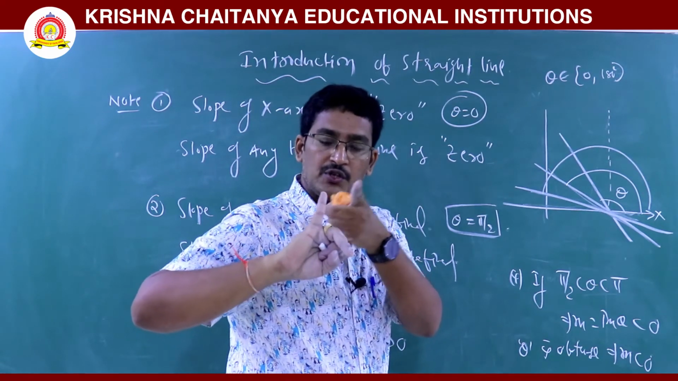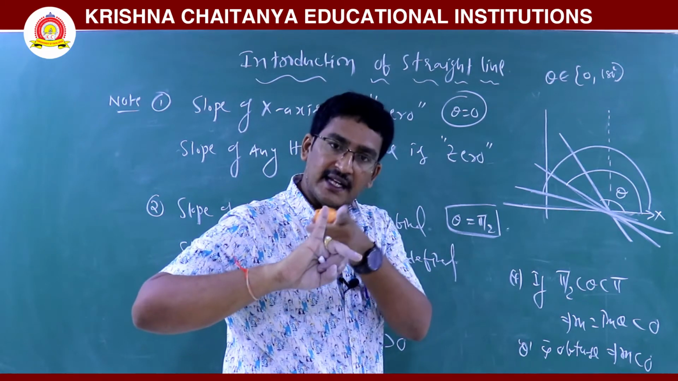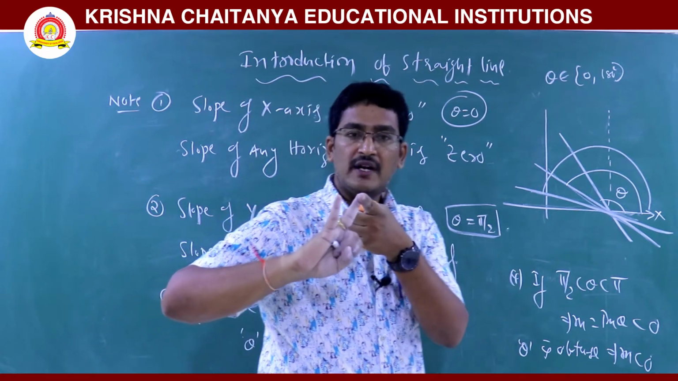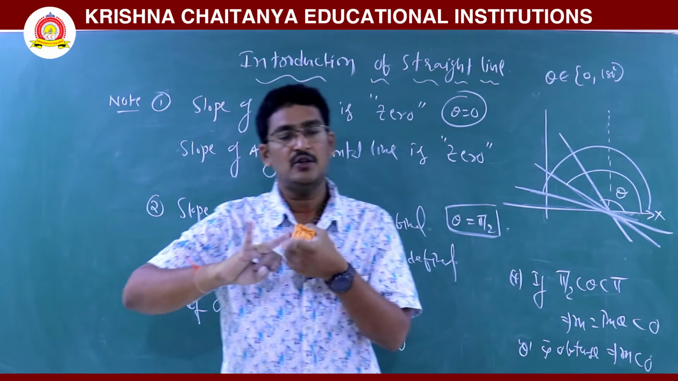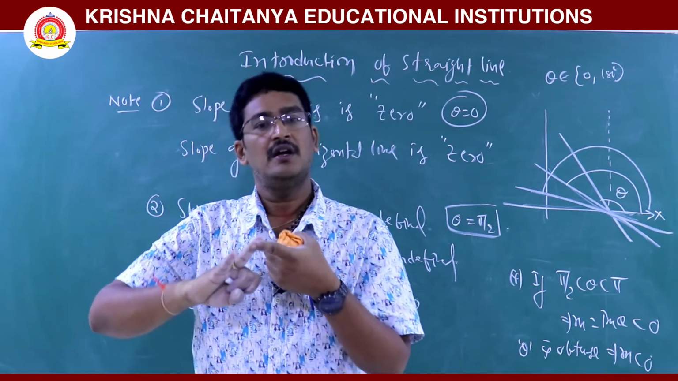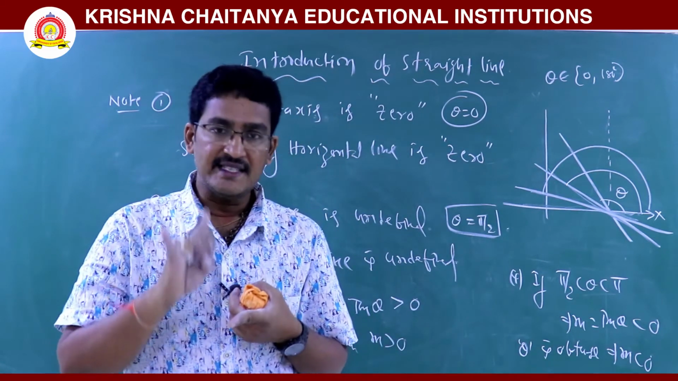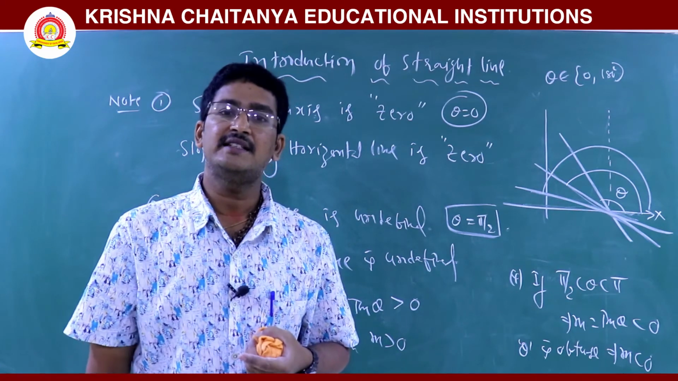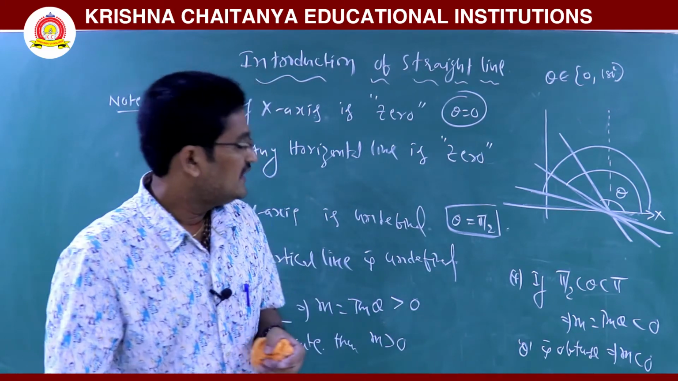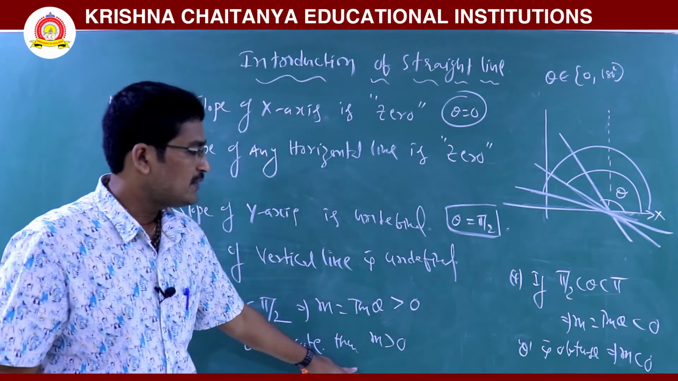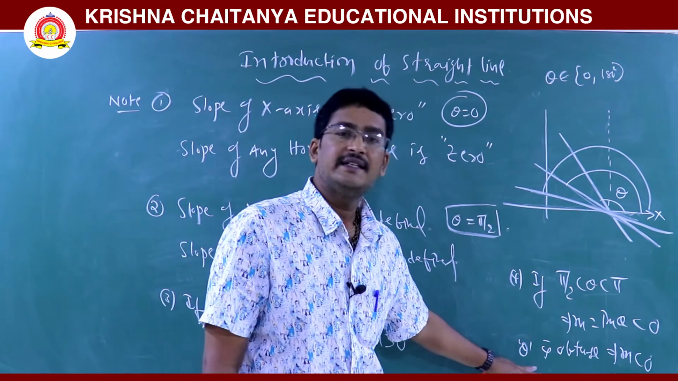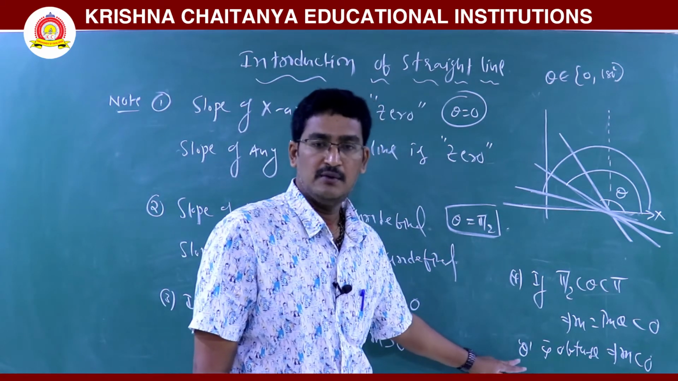Theta equals 0, slope of the x-axis is 0, and the slope of a horizontal line is also 0. Theta equals 90, slope of the y-axis is undefined, and the slope of a vertical line is also undefined. Okay, if theta is acute, then the slope is positive. If theta is obtuse, then the slope is negative. You can remember all these things.